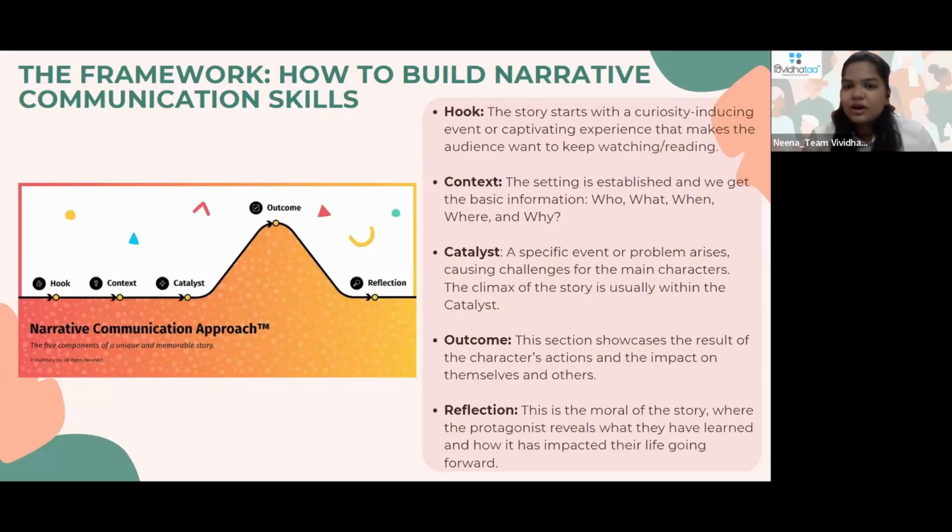Next is context: who, what, when, where, and why. The situation setting, the scene setting. It's very important to have a context and give the basic information.